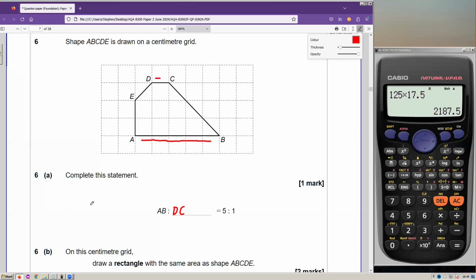And then the next question here is, on this centimetre grid, draw a rectangle with the same area as shape A, B, C, D, E. Right, so we need, first of all, the same area. Look at the complete squares first. That's 1, 2, 3, 4, 5, 6, 7, 8. We've got 8 squares in there.